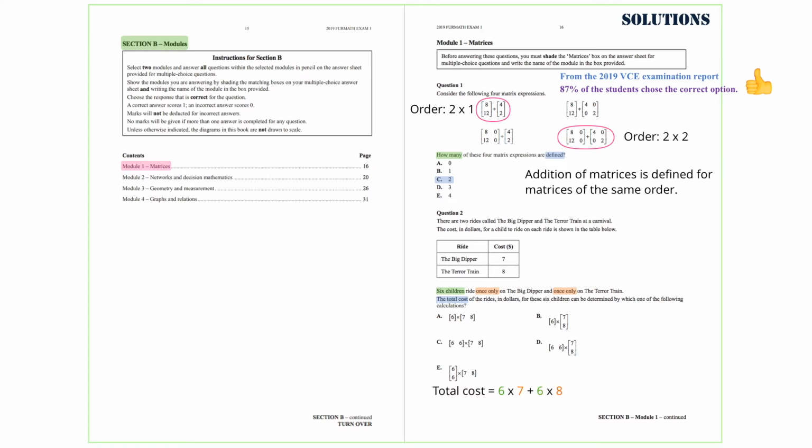The 2 6's are going to form a row matrix and 7 and 8 are going to form a column matrix. So the answer we're after is option D. From the 2019 VCE examination report, 68% of the students chose the correct option.